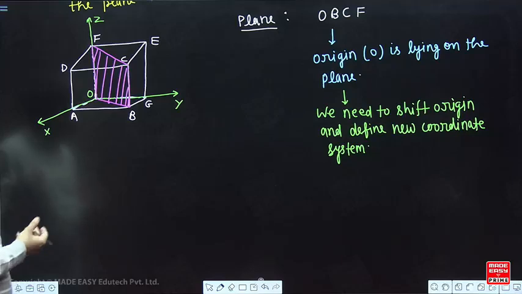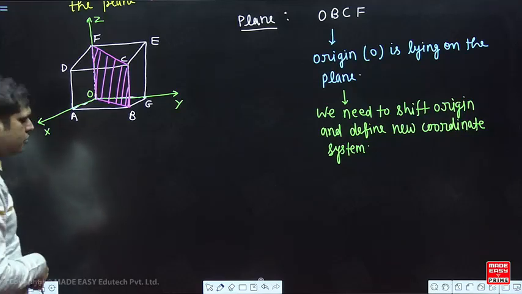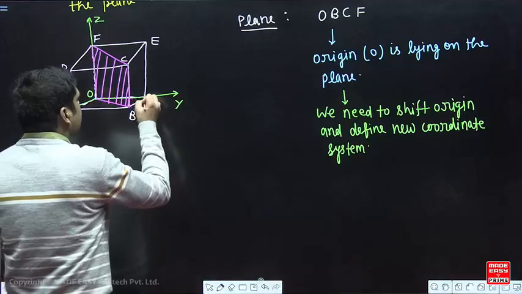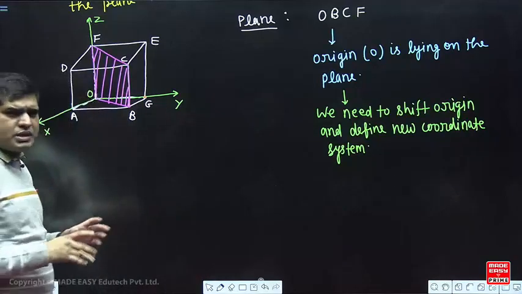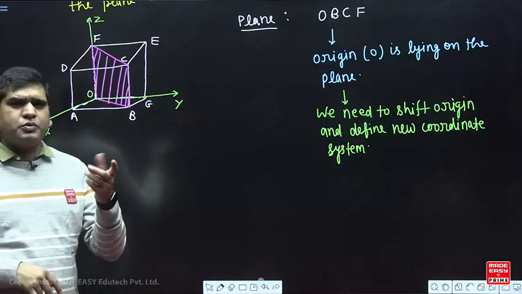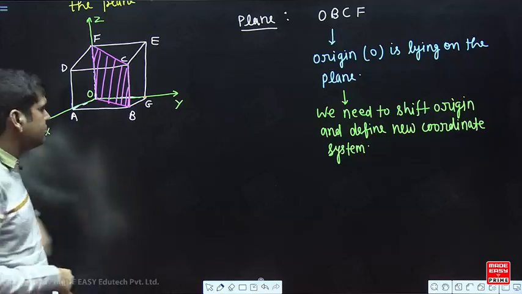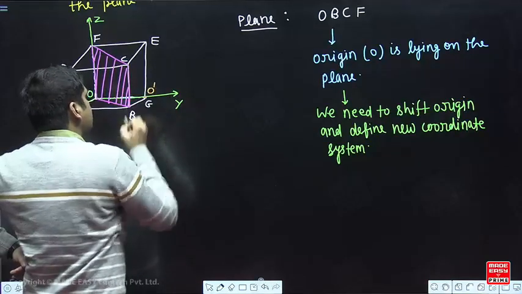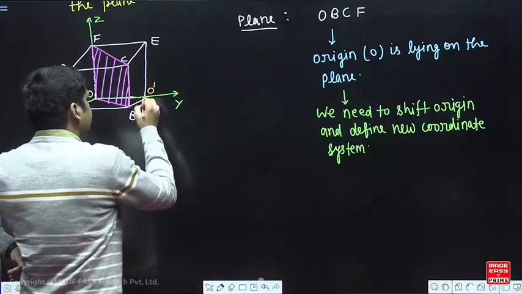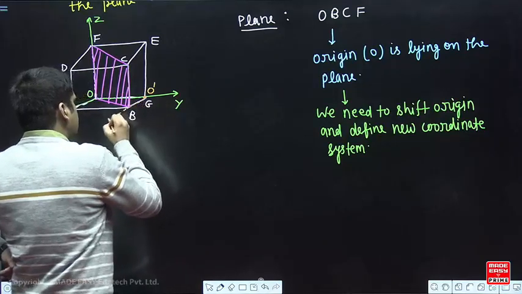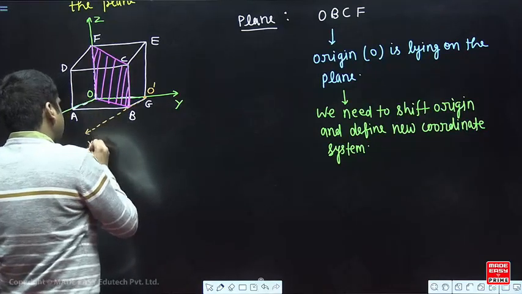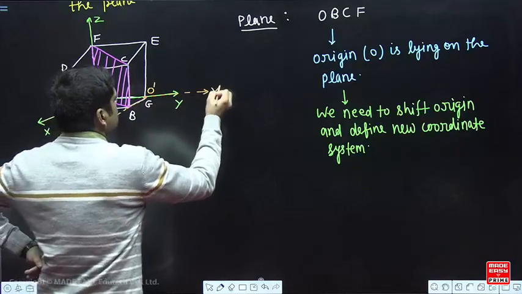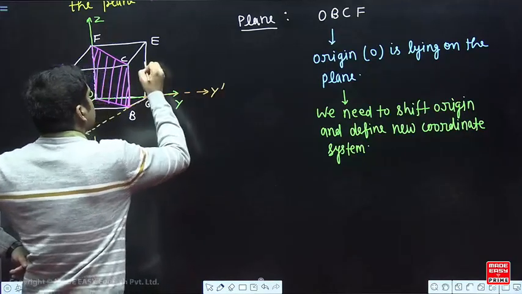It will not make any difference. Any corner of the unit cell can be taken as origin. So for an example, let us suppose I am taking this corner as origin. You can have multiple answers for this question. Out of the multiple possibilities, only one will be given in the option, right? So let us suppose this point is considered as the new origin, and defining axis like this. This is x dash, this is y dash, and this is z dash.